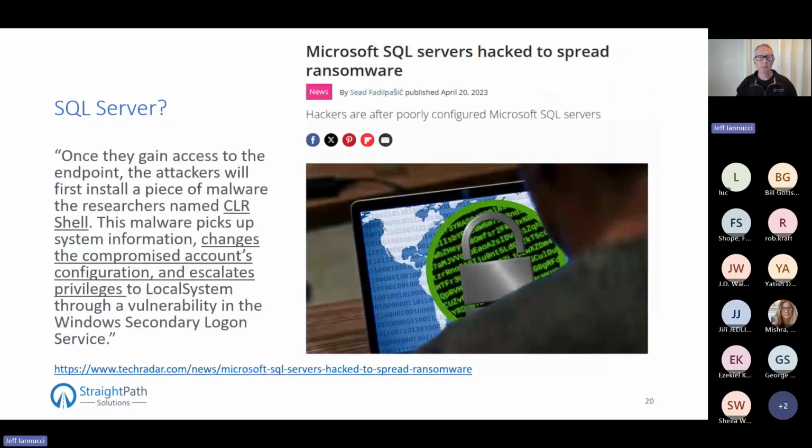Here's another one, another SQL Server attack that was noted in 2023. People were able to gain access by opening a CLR shell. Have you used CLRs with your SQL Server? Well, you can use those maliciously as well to escalate privileges and open up a shell to download things. Also note the malware picked up the system information and changed the compromised account's configuration and escalated privileges. We'll talk a little bit about that as well.